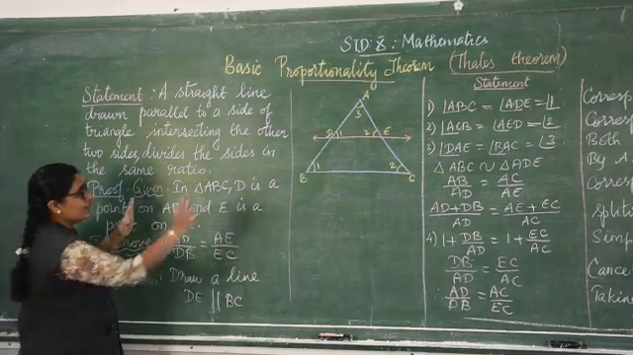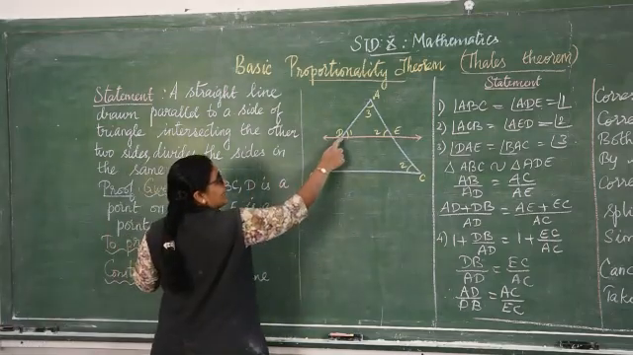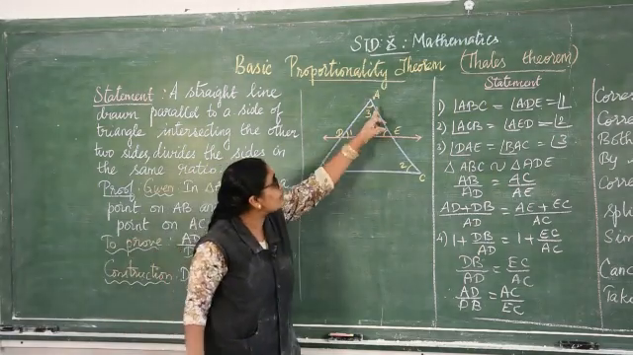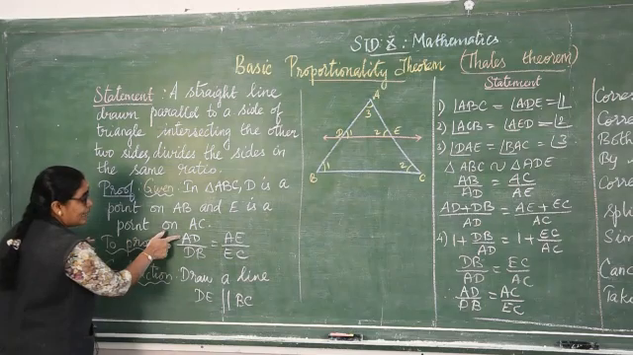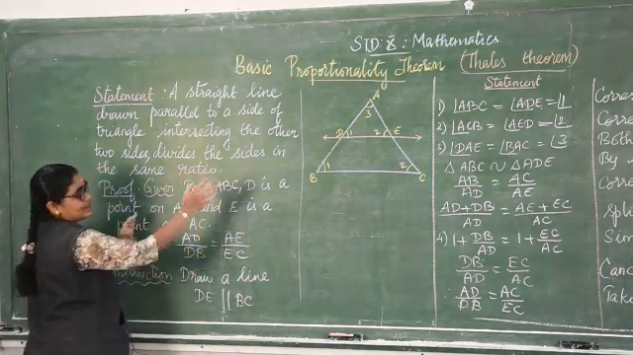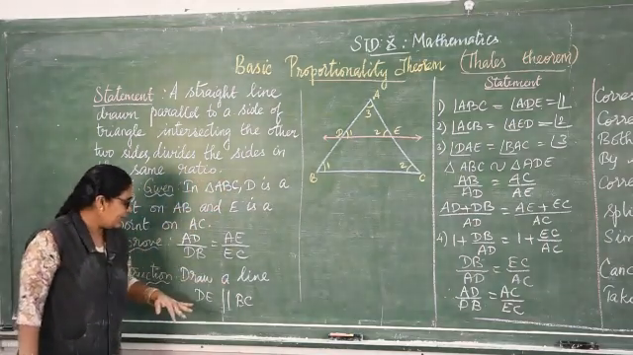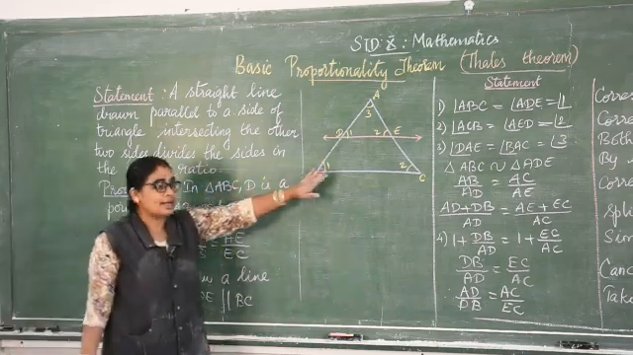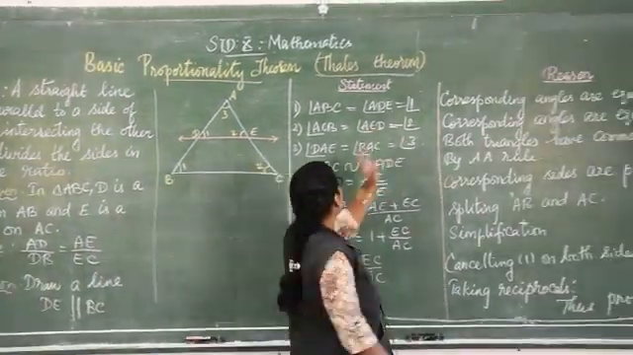So what you are supposed to prove? We have given one triangle ABC and D is a point on AB, and E is a point on AC. And what we have to prove? It divides in the same ratio: AD by DB, AE by EC. Compare with your triangle. Now for that we are drawing a line parallel, that is DE parallel to BC. This is your diagram now. Now how to prove this one now?